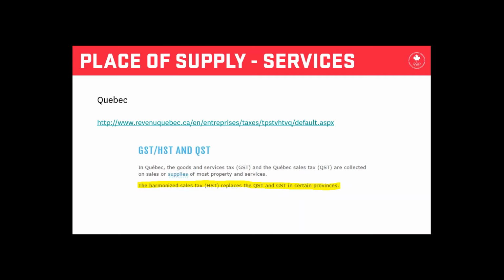Okay, to help you, this is an excerpt from Revenue Quebec. There's a link there, and it does clearly state that there's a responsibility to collect, and then it says the harmonized sales tax replaces the QST and the GST in certain provinces. And this is what I would send to my supplier if they were in any way resistant to taxing me properly. This is the clip that I would send them, and I would ask them to go and do the research and to invoice me correctly.